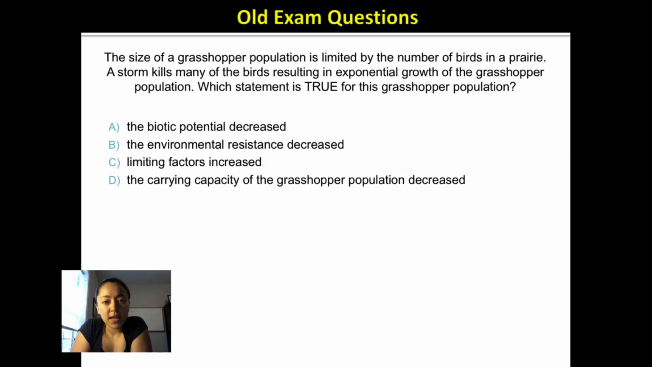The size of a grasshopper population is limited by the number of birds in a prairie. A storm kills many of the birds, resulting in exponential growth of the grasshopper population. Which statement is true for this grasshopper population? The correct answer here would be B. The environmental resistance decreased. So by removing the birds, you removed one of the limiting factors, therefore decreasing the amount of environmental resistance on that grasshopper population.